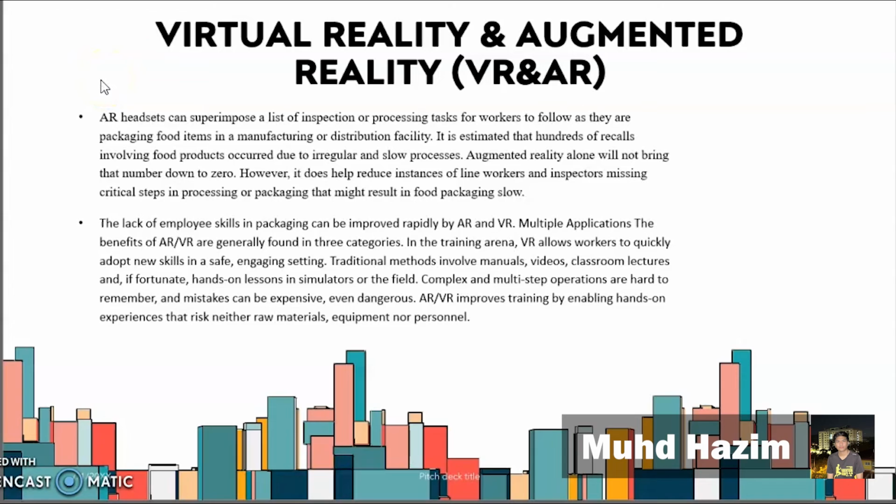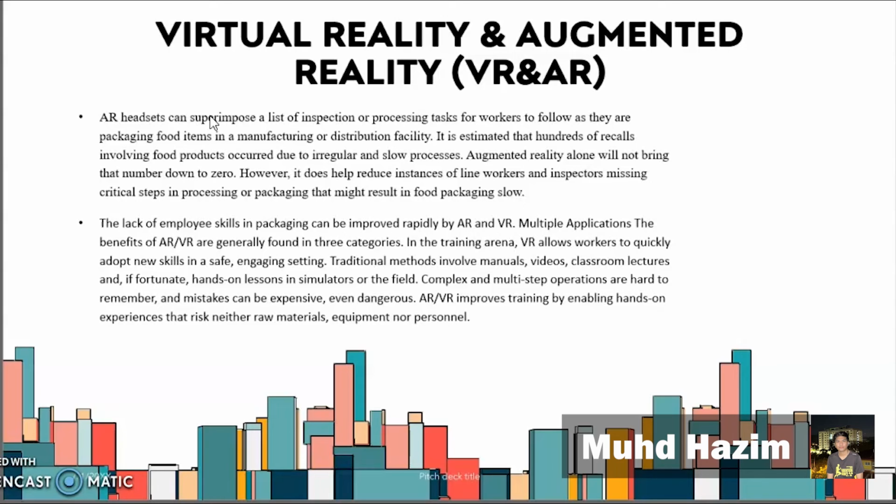So, how can slow food packaging be solved by virtual reality and augmented reality, or as we call them, VR and AR? AR headsets can superimpose a list of inspection or processing tasks for workers to follow as they are packaging food items in a manufacturing or distribution facility.